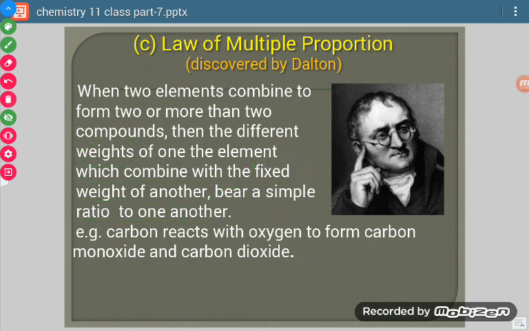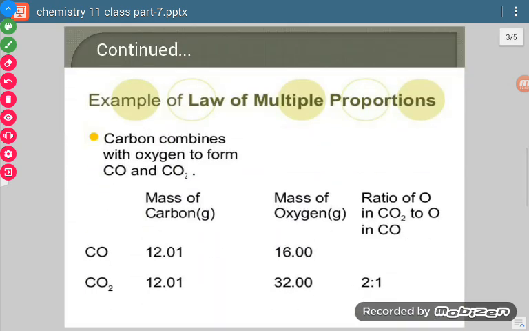Now one example we have taken: carbon combines with oxygen and it forms carbon monoxide CO as well as carbon dioxide CO2. So CO and CO2, these two compounds are formed by the combination of carbon and oxygen. Now how is it applicable in this case? Now see, this is carbon monoxide which is formed by the combination of C and O. This is CO2 which is formed by the combination of C and O.